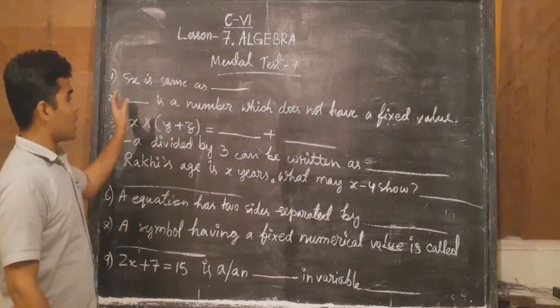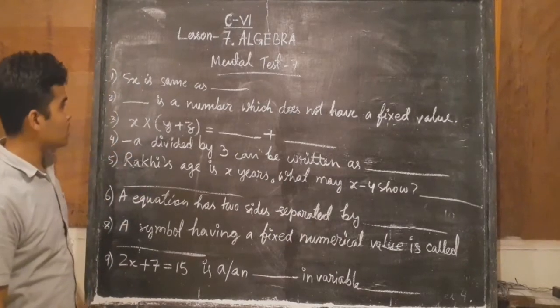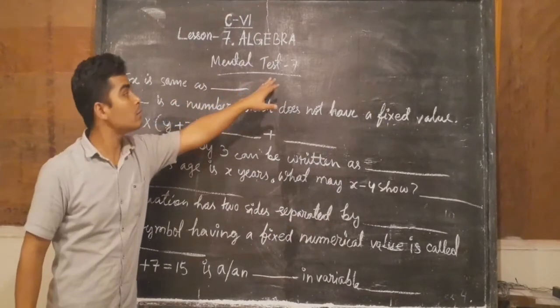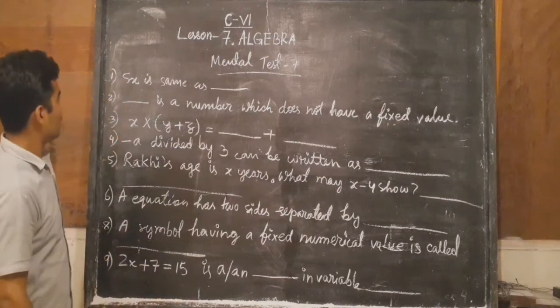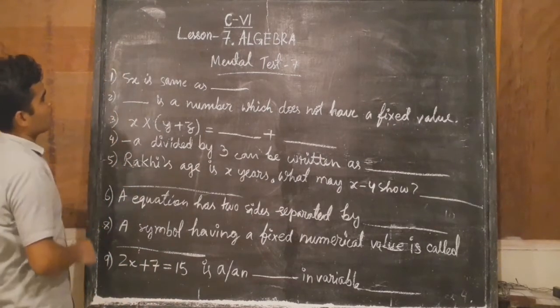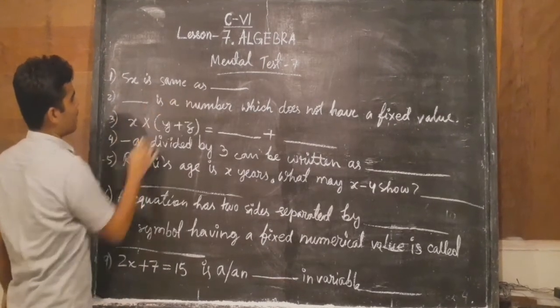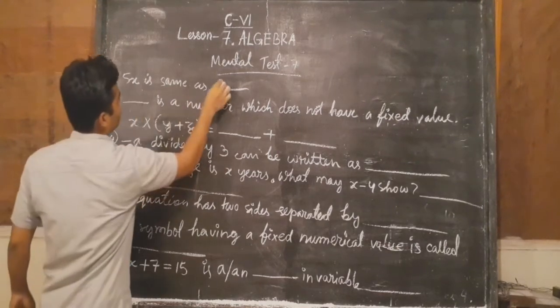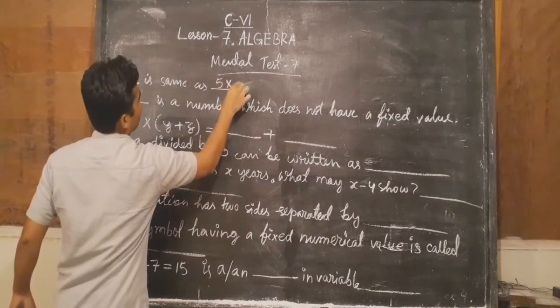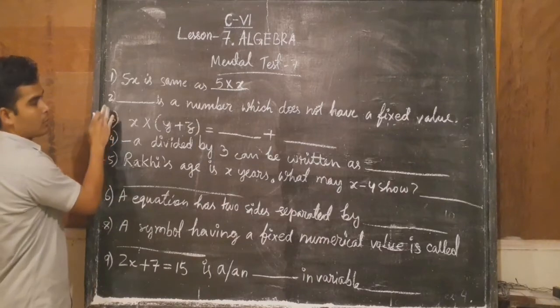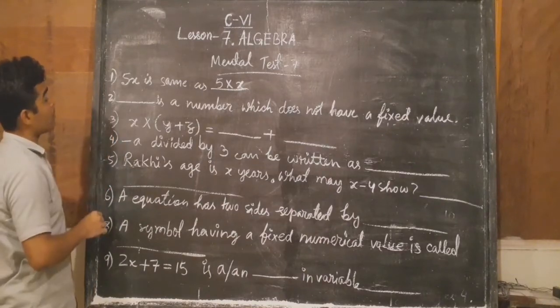Now I will explain these questions from mental test 7. First question, 5x is the same as 5 into x. Now let us move to the next question.